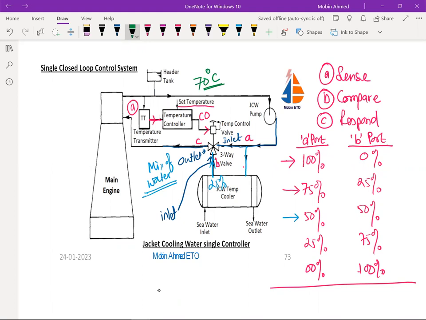Okay, hope you understood this. So this one, A, B, C, and the D is the response. Oh, sorry, effect. So this is the effect. So the net effect is the temperature control valve. This is the final control element. As per the control output, it is going to open the three-way valve in such a way that always the temperature of the main engine outlet jacket cooling water is supposed to maintain 70 degrees centigrade. Okay, hope it is clear. Any doubt?